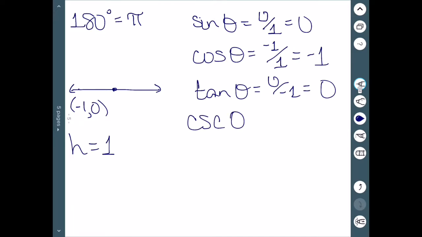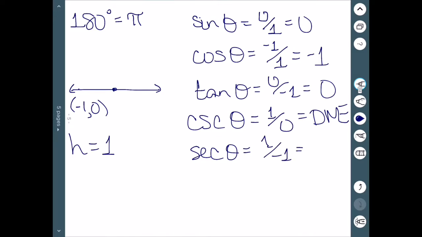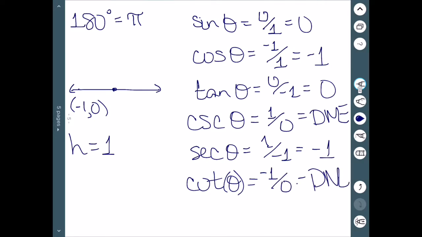Cosecant will be hypotenuse over opposite, which in this case does not exist. Secant will then be hypotenuse over adjacent, which is -1. And then finally, cotangent is adjacent over opposite, which does not exist here. So now we have 180 degrees as well.